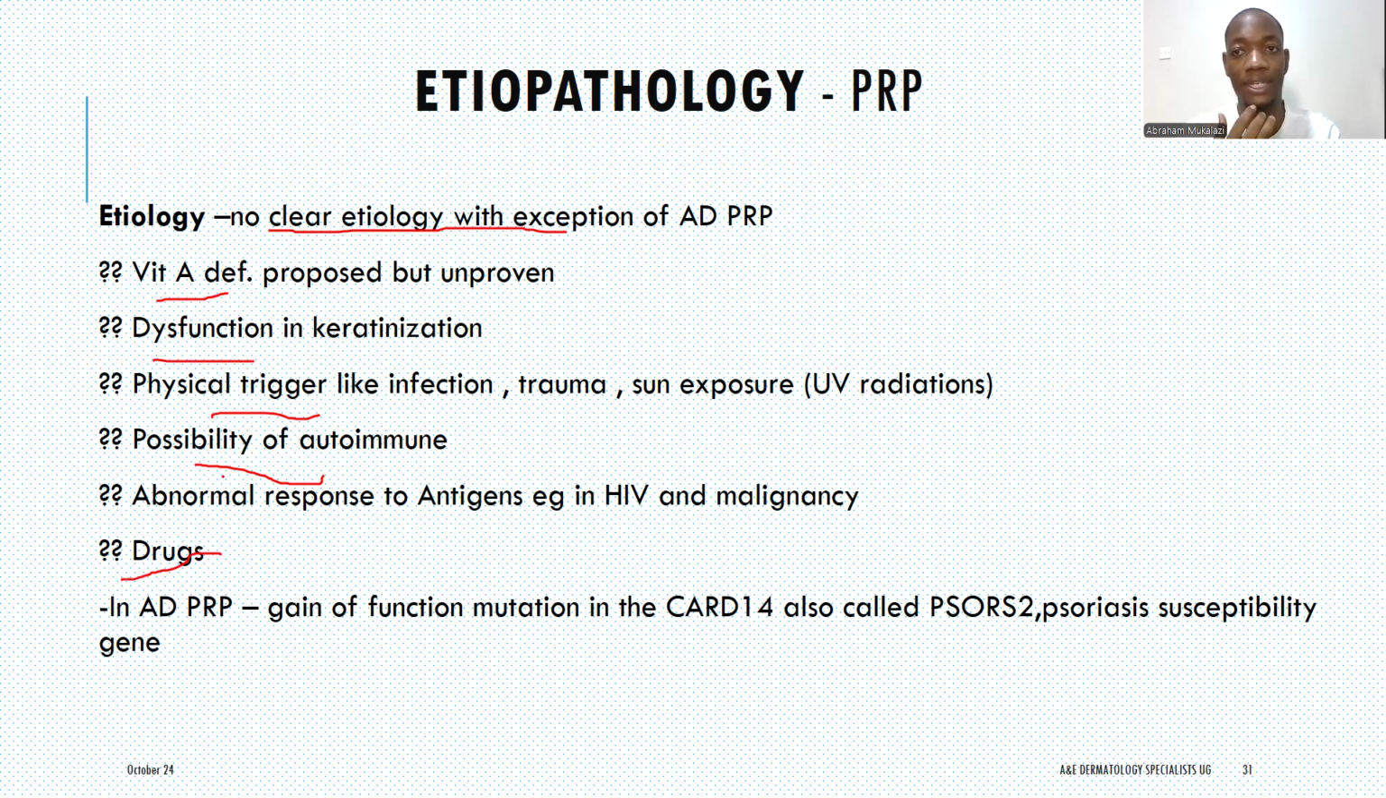So you may look at this etiopathogenesis, and you'll find that it is actually similar to the one we see in PLC. It is similar to the one we see in lichen planus. It is similar to the one we see in psoriasis. You'll find that all the triggers that are mentioned on the other side are some of the triggers that are again repeated in this particular condition. As we've said earlier, for the autosomal dominant pattern, there's a mutation in the CARD14 gene.